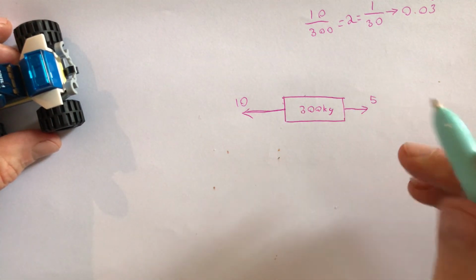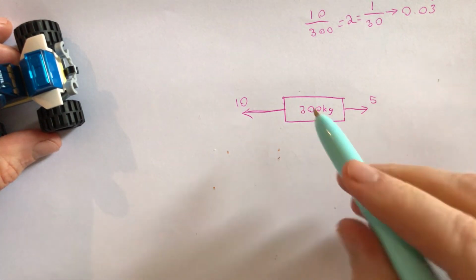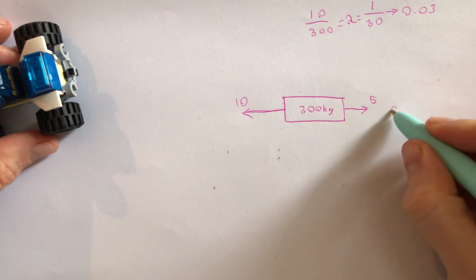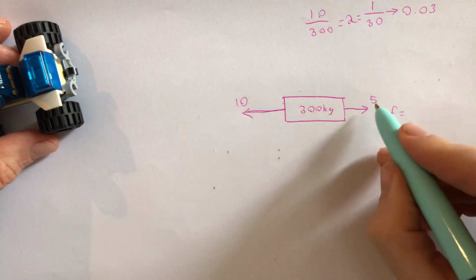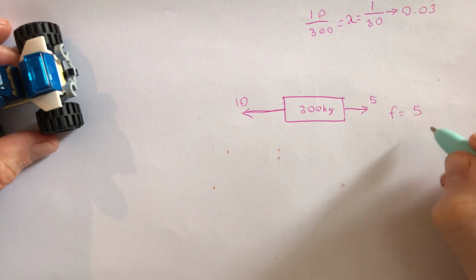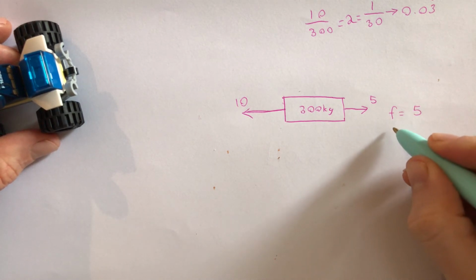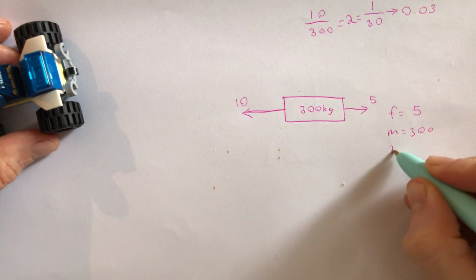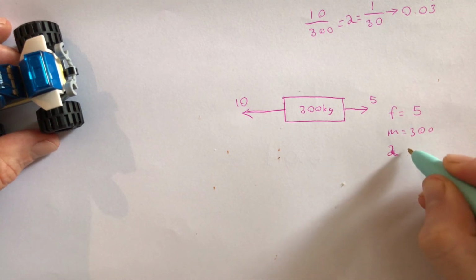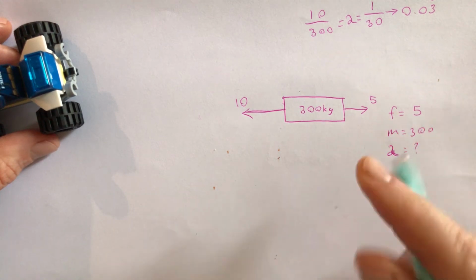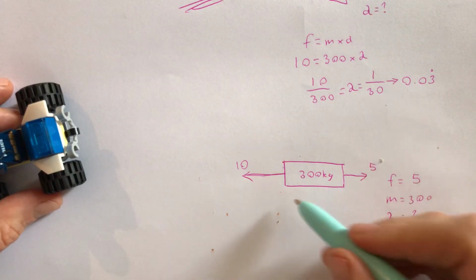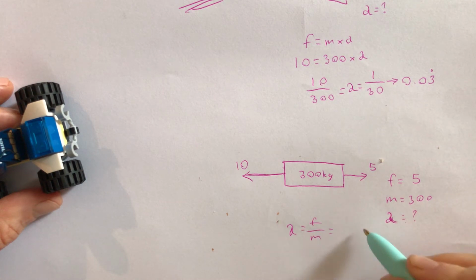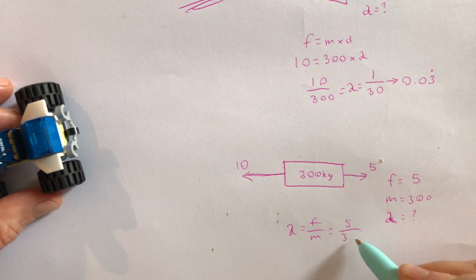The forces have suddenly become slightly more complicated. We've got 10 forwards and 5 backwards. So we get our resultant force of 10 minus 5, opposite direction. The resultant force is 5. Okay? The mass remains 300, and the acceleration, again, is what we're interested in. We don't know. Now we know, having looked back at this, acceleration is force divided by mass. So we're taking 5 divided by 300.